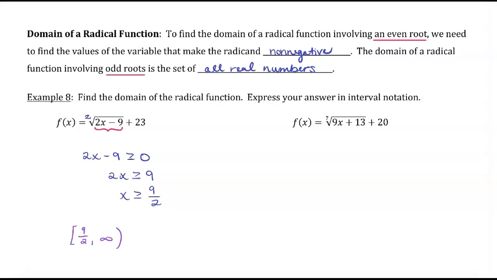Now let's look at this second function. f of x is equal to the 7th root of 9x plus 13 plus 20. This time our n is 7. That is, we have an odd root. Odd roots can have positives, negatives, or 0 as the radicand. So the domain of this function is simply all real numbers. In interval notation, we write this as negative infinity to positive infinity.